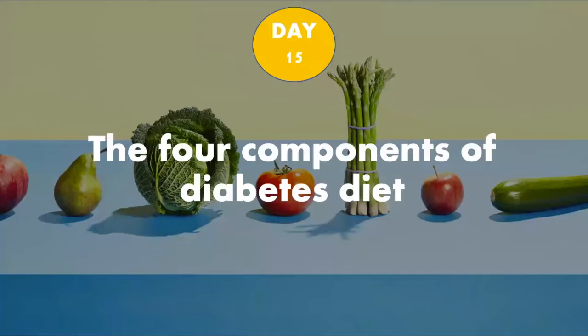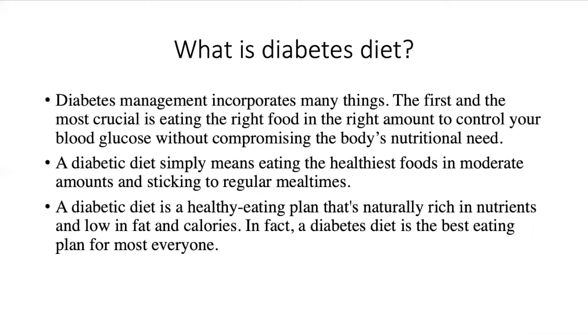For today, day 15, we will be covering the four components of diabetes diet. What are the four components of diabetes diet? Before we go to them, I just want to cover the basics. Diabetes management incorporates many things. The first and most crucial is eating the right food in the right amount to control our blood glucose without compromising our body's nutritional need. And diabetic diet simply means eating the healthiest food at a moderate amount and sticking to a regular meal time.